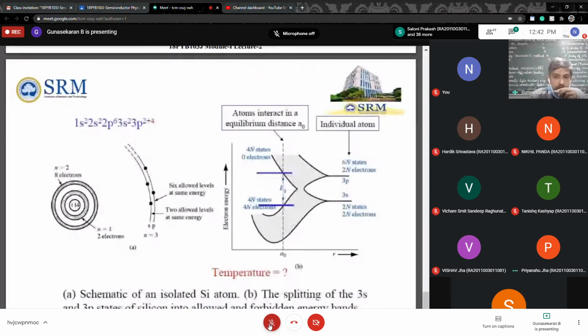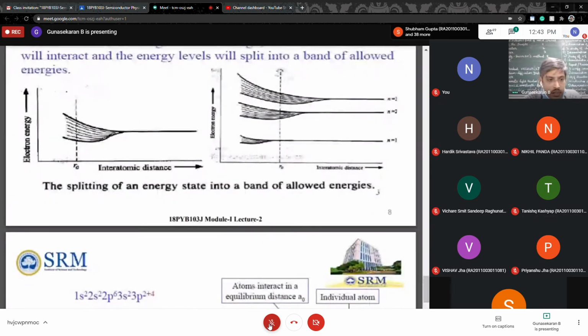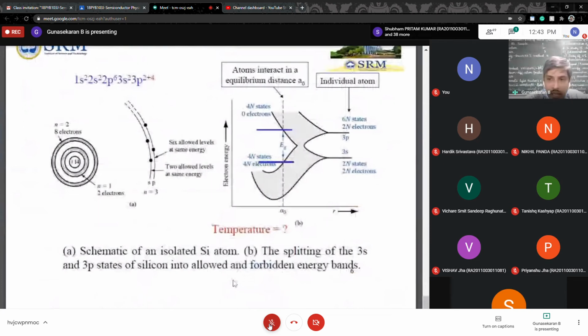Yes, so the splitting of the 3s and 3p states. Now due to this, what happens? Due to the coupling, there is a gradual change in the energy levels, see here. So the energy levels are almost splitting like this. In the above diagram, this is the normal case. But when the atoms come closer and closer, the same energy level spreads like this. See here.